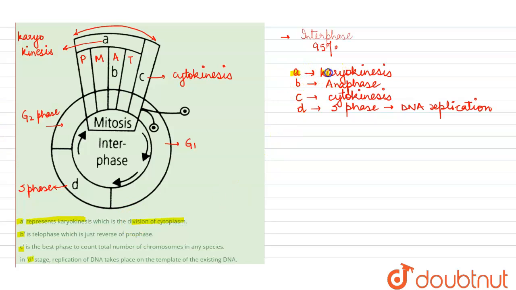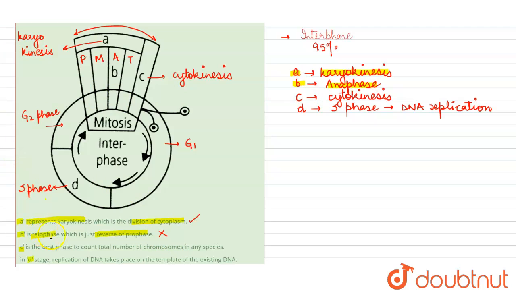So here we see, yes, A is the karyokinesis. So that means this statement is the right statement. Coming on to the next one, B is the telophase, which is just reverse of prophase. No, B is not telophase. B is supposed to be anaphase. So we can say that this statement is the wrong statement.